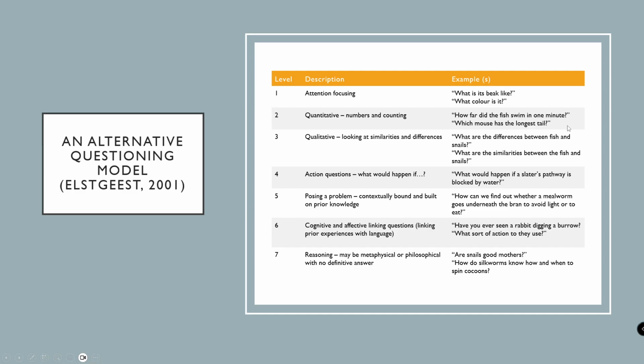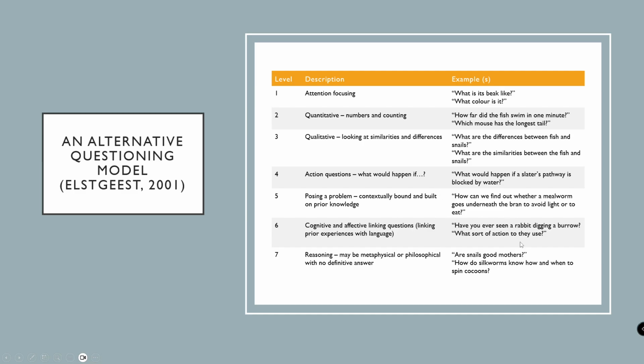Which mouse has the longest tail? Yes, they're defined, but they're getting them in that data collection orientation. Qualitative: what are the differences between the fish and snail? So we're starting to get that sort of idea of comparison. Action questions: what would happen if we did this thing? Posing a problem: how can we find out whether a mealworm goes underneath the bran to avoid light or to eat? This idea of observation.